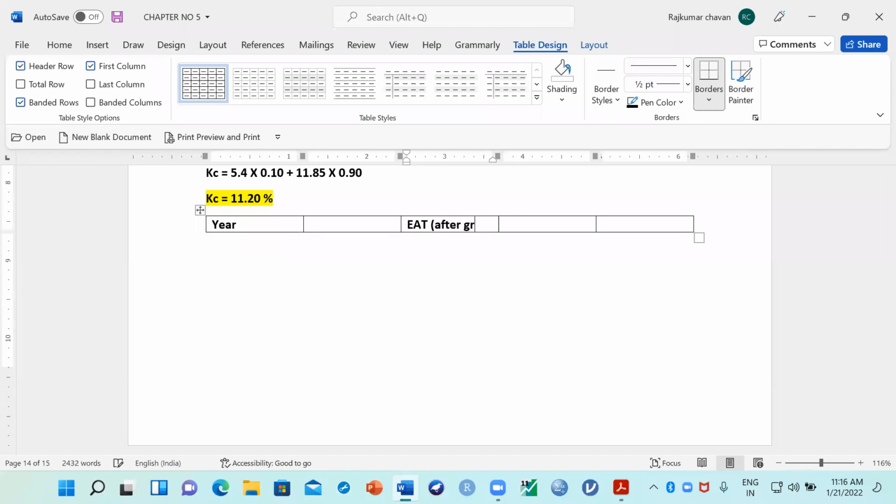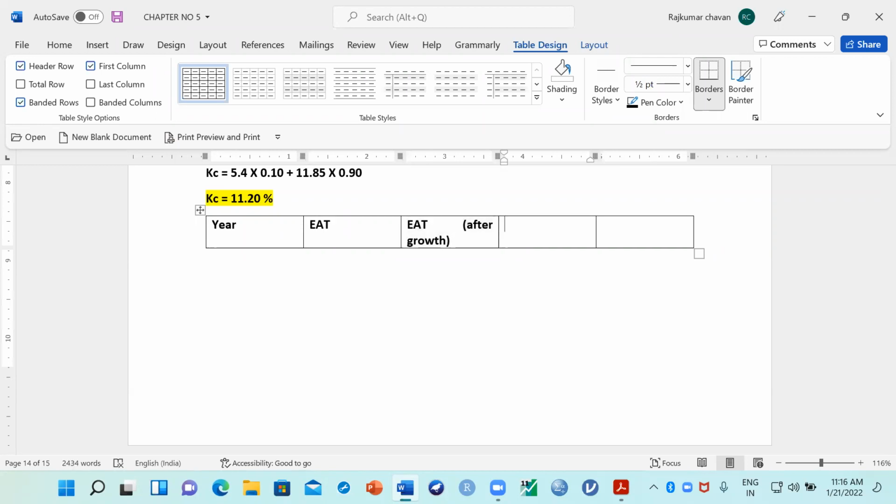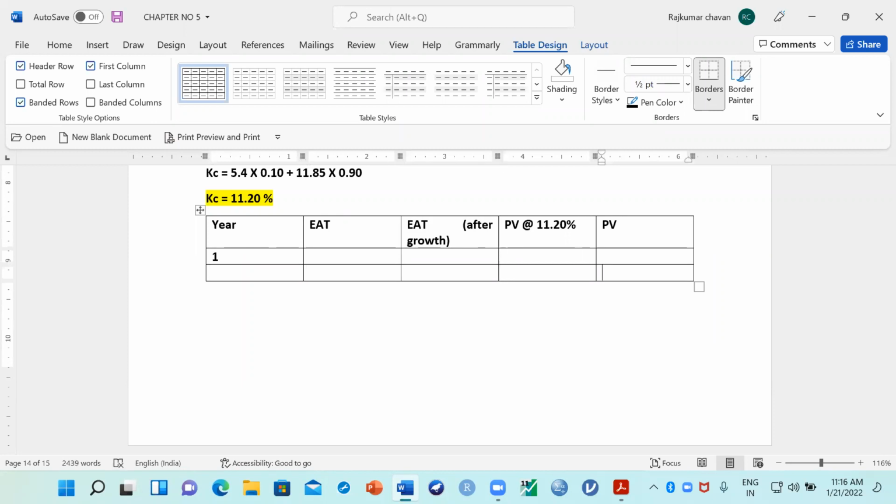growth rate, right? And this is my earning after tax of this company. And this will be the present value factor at the rate of how much? What is the WACC rate? We got 11.20. And this will be my present value. So for how many years do we have to take? Total cash flows this company is generating for how many years? 3 years.